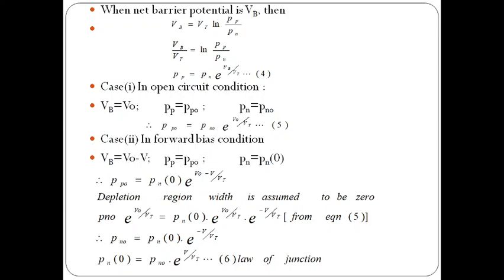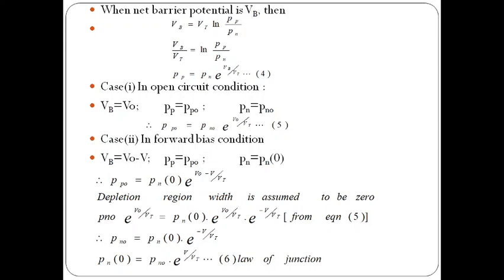In this case, I am applying the forward bias. Then the barrier potential is reduced. It is nothing but V naught minus V. Whatever potential we applied is subtracted from the built-in potential. Vb equals V naught minus V. So again Pp equals Pp naught. But coming to Pn, holes in the N region become injected carriers, Pn of 0, plus thermally generated.